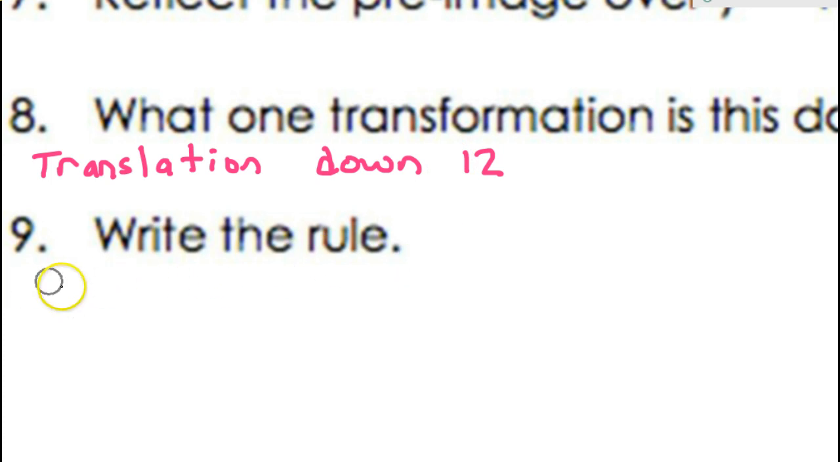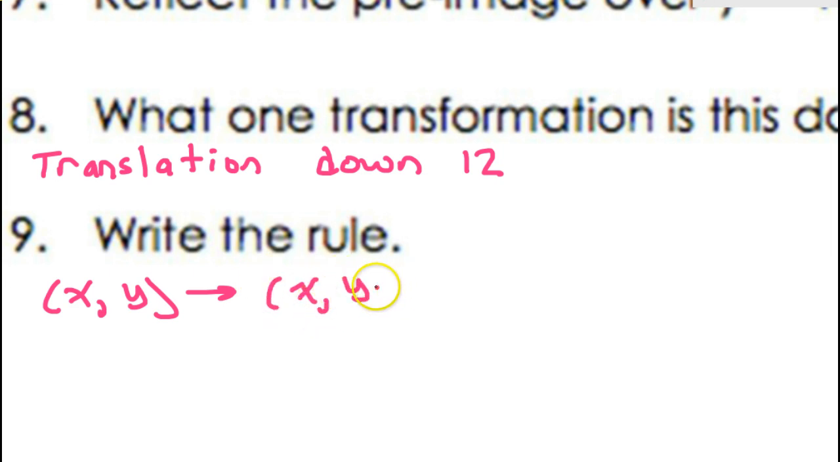So what would the rule be? Well, that's easy. So (x, y) becomes, if we're just moving down 12, moving up or down only affects the y value. So the x value is going to stay the same. And the y value will become y minus 12 because down 12.